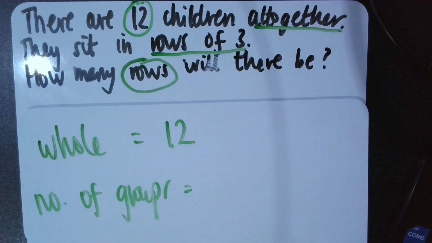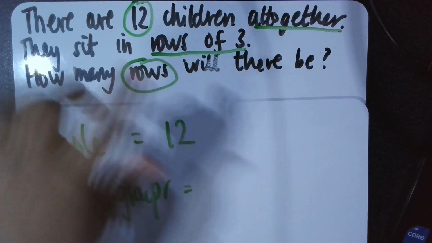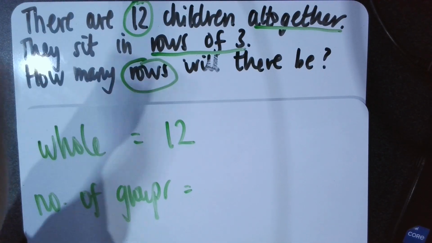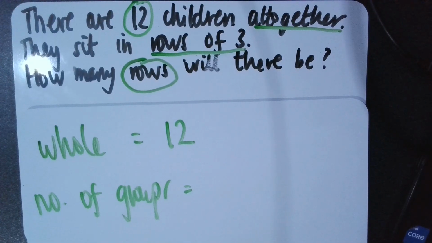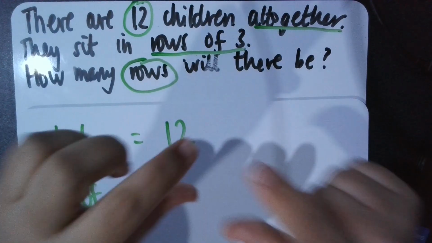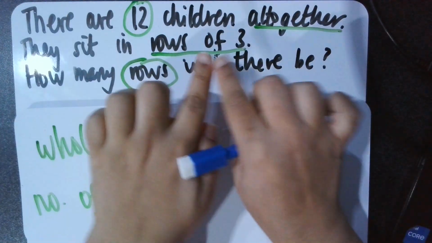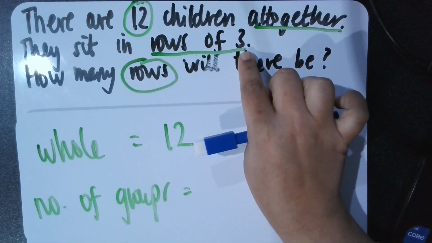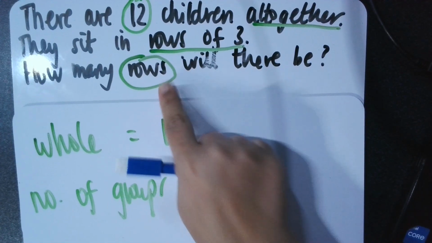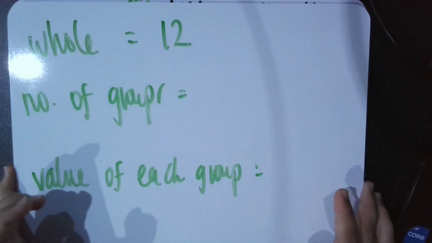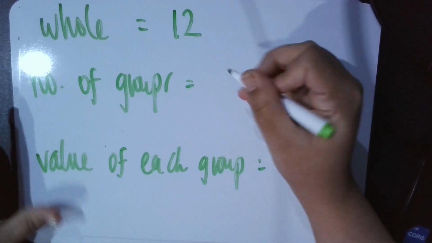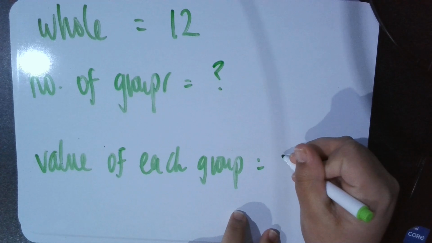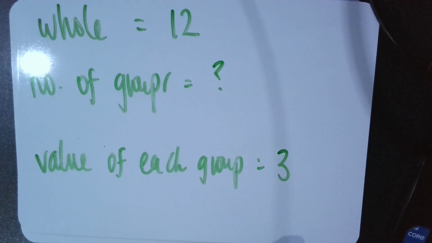I'd actually really like to pause on that. Rows of 3, it sounds really confusing because immediately you might think, oh, so there's 3 rows. But rows of 3 means that children sit in rows and in each row there's 3. Rows of 3, rows with 3 in each row. This time we're looking for how many rows there are going to be. So we do not know the number of groups or the number of rows, but we know the value of each row or the value of each group is 3.